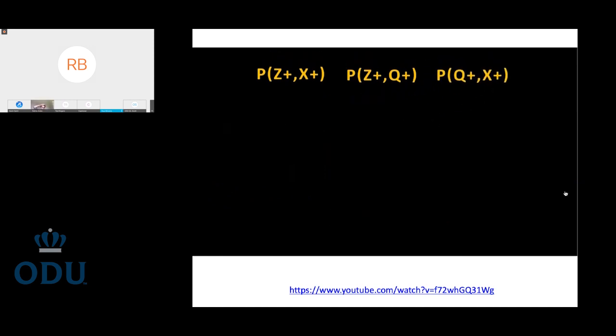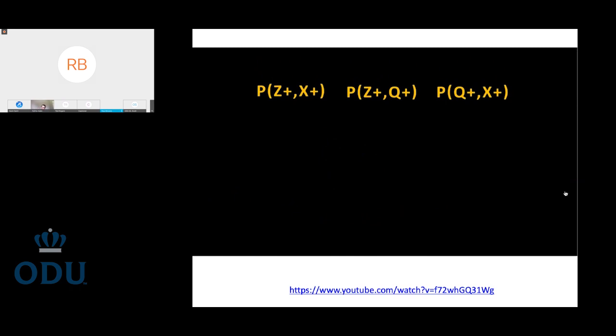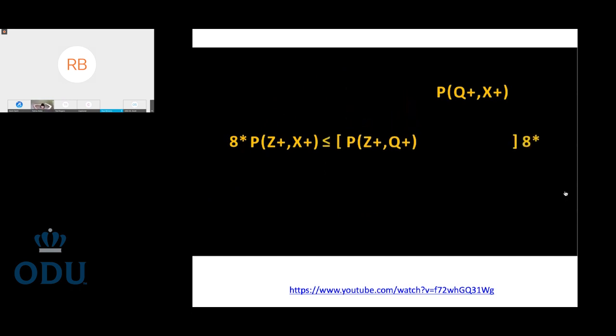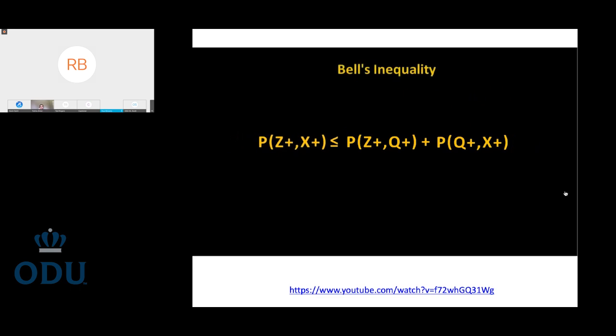Now, here's the big insight that John Bell had. If I take the total number of events and multiply that by the probability that Alice measures Z positive and Bob measures X positive, this has to be less than or equal to the total number of events times the probability that Alice measures Z positive and Bob measures Q positive, plus the probability that Alice measures Q positive and Bob measures X positive. When we write this out, the 8 cancels out and we are left with just the probabilities. This is Bell's inequality.